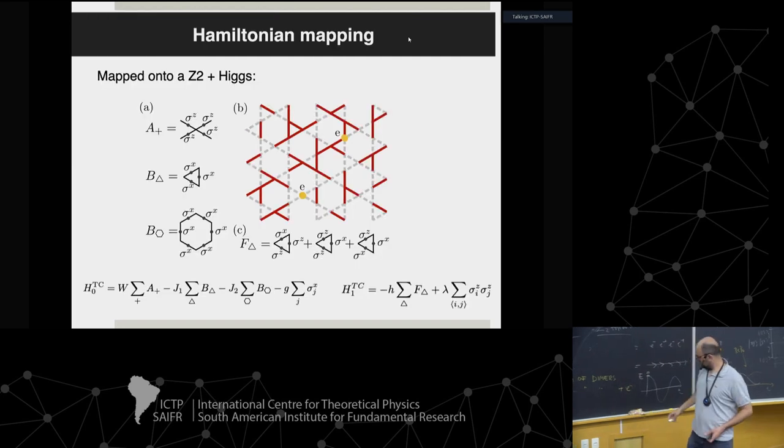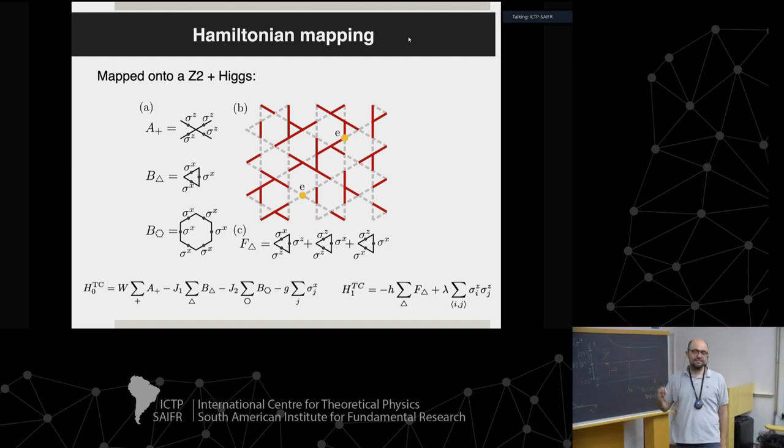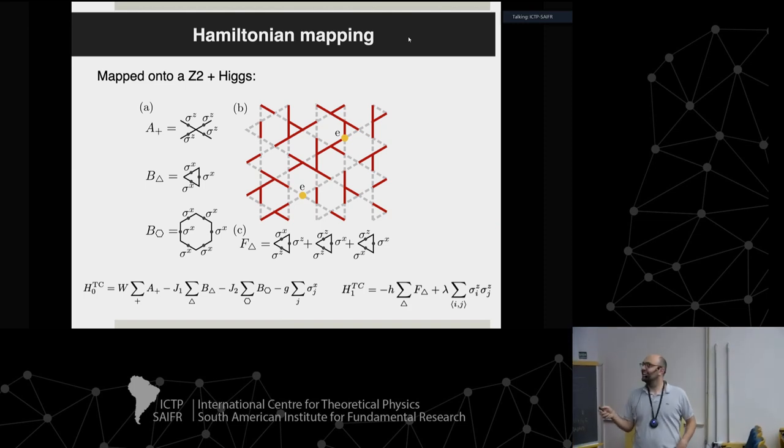Then comes the Hamiltonian mapping. It's a bit of a mess because the Hamiltonian was already five lines before, and this is even more complicated. This is the Hamiltonian that we get. It has a term that applies a Gauss law on the vertices, plaquette terms on the triangles, plaquette terms on the hexagons, external fields, and also other diagonal terms. This is the Hamiltonian corresponding to a Z2 gauge theory plus X. So we can really write down the correspondence one to one. I'm not going to show you this, I'm just telling you this is working.